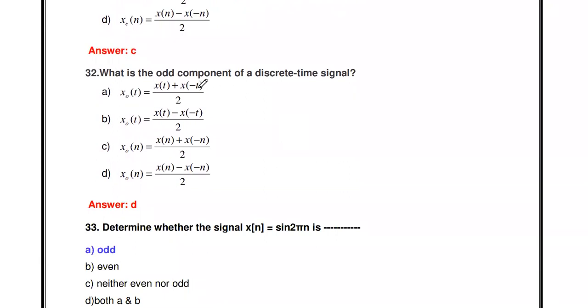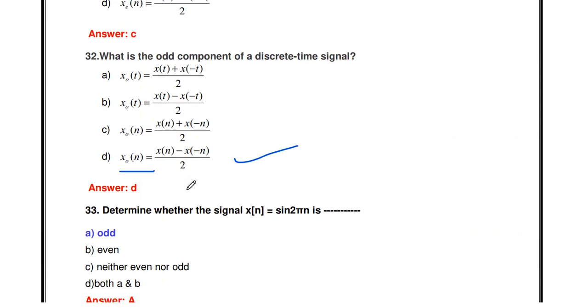The next one, what is the odd component of discrete time signal? So the odd component is x O of n is equal to x of n minus x of minus n divided by 2. Okay, we have to subtract the folded signal from the original signal and divide by 2, and that is said to be the odd component x O of n.